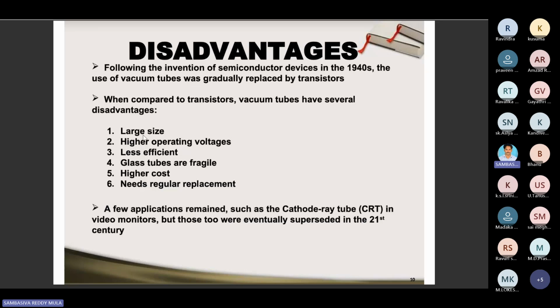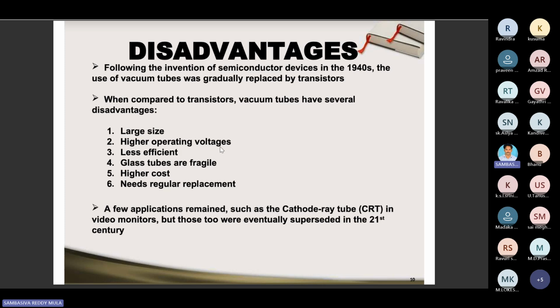Large size is one of the drawbacks. Due to that reason only, the first generation computer occupied a huge size. The size of the first generation computer is like our home, a 4-room home. Okay, that is the size of the first generation computer. So the large size of vacuum tubes is one of the drawbacks.